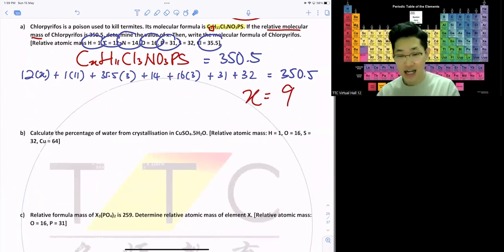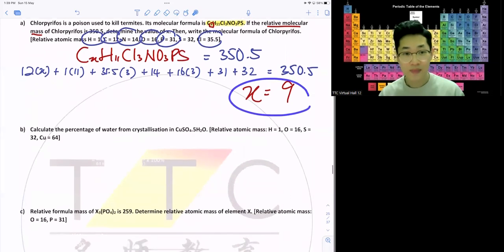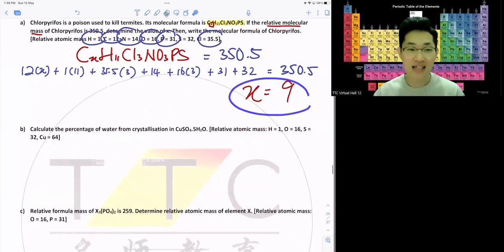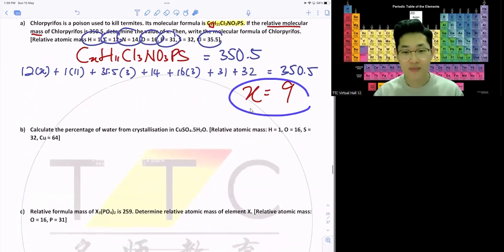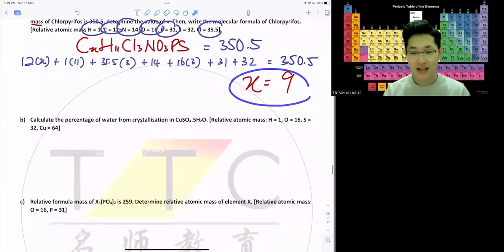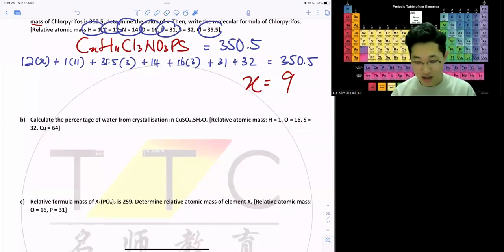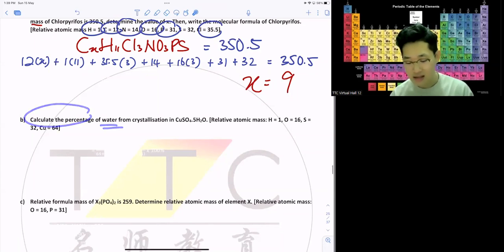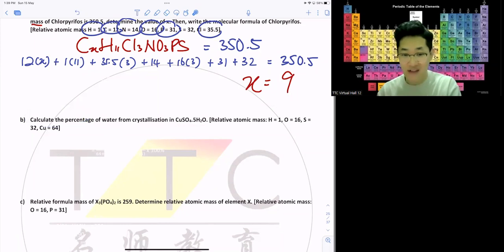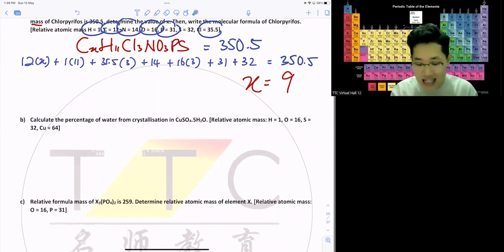Okay. Can anyone not get this answer? Ethan, can you get the answer, Ethan? Where's my Ethan? Oh, yeah. Ethan, answer or not? Okay, correct. So calculate the percentage of water of crystallization in CuSO4.5H2O. Percentage.